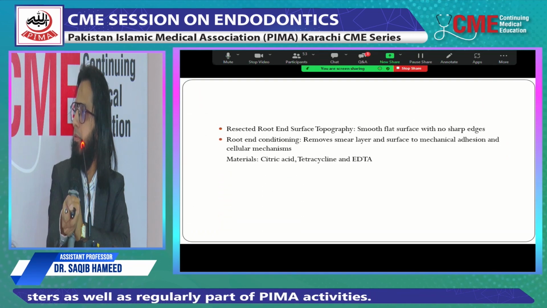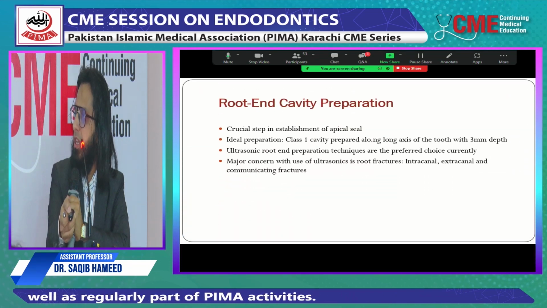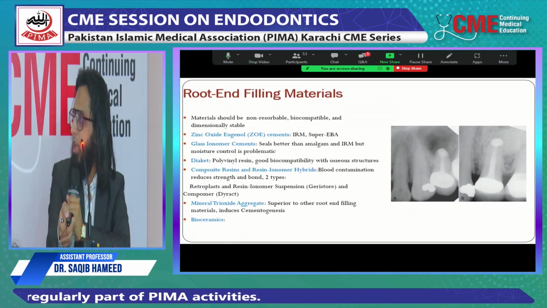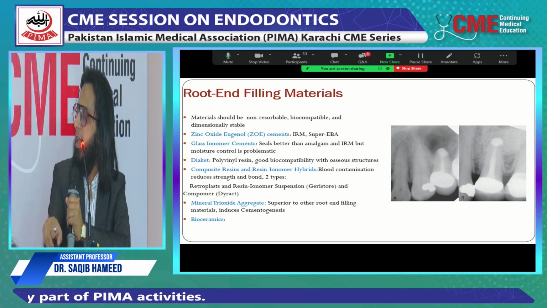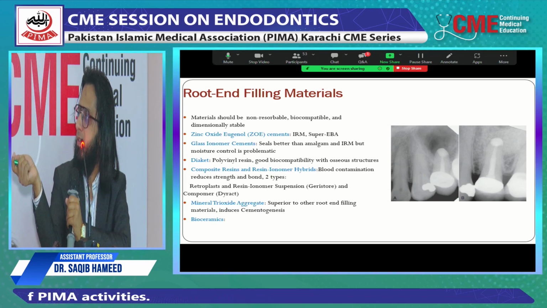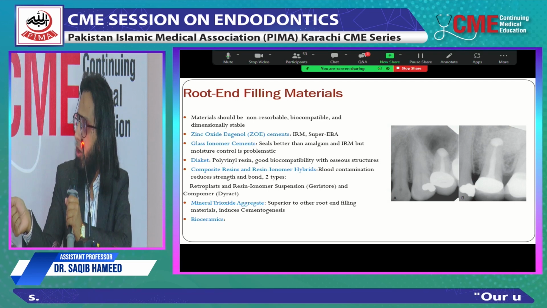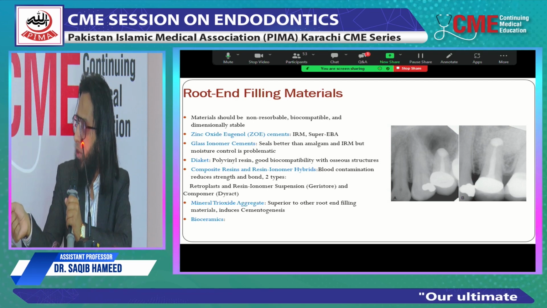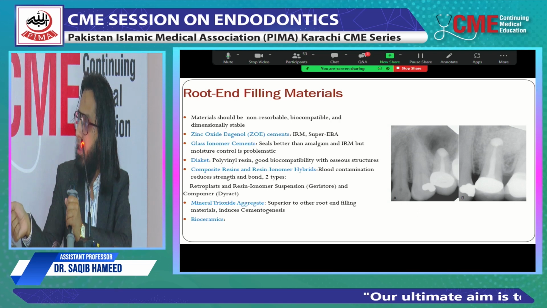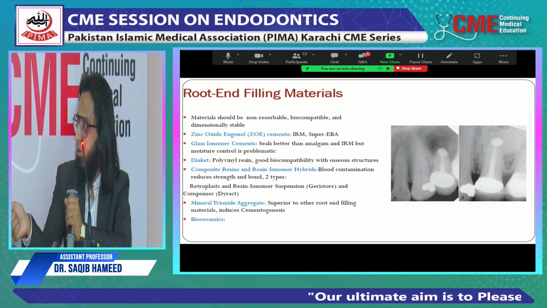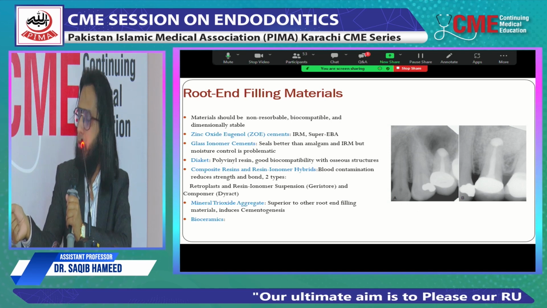Once we prepare the cavity, we do the root end preparation. We do this apical plug sealing. See this? We have done a case, raised the flap, took out the bone, root end resection has been done, and an apical plug has been placed by preparing a retrograde cavity.